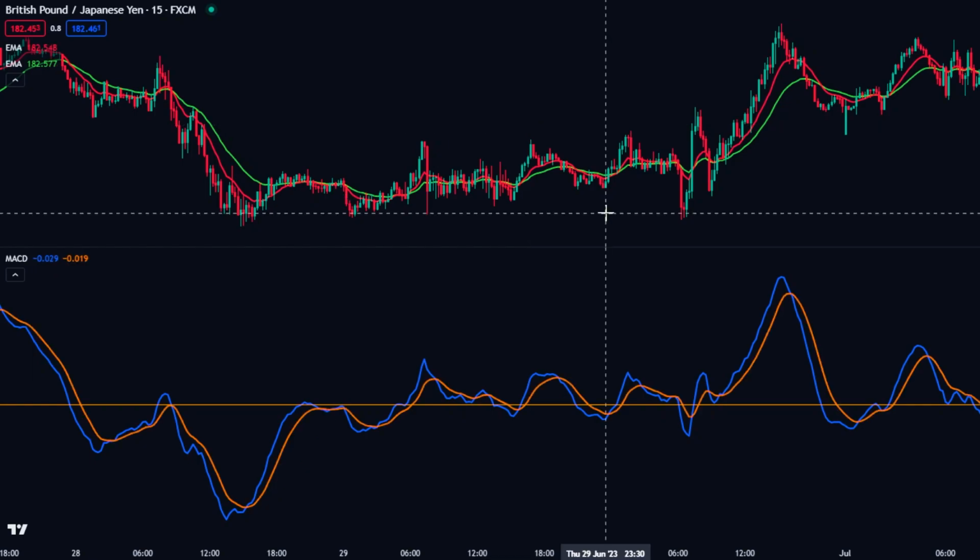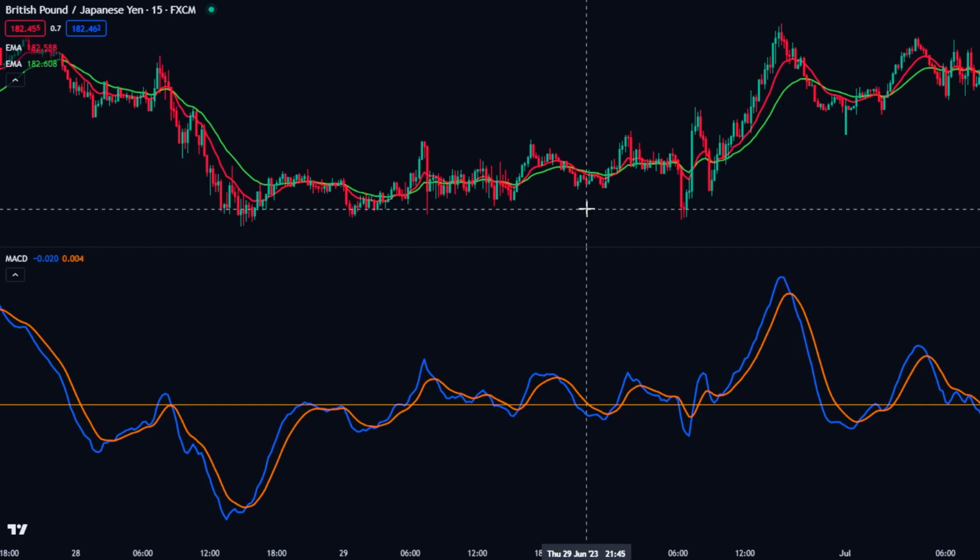Next, let's add the signal line, which is this orange line. The MACD signal line is the moving average of the MACD line itself. It is calculated by taking a shorter term moving average of the MACD line. The purpose of the MACD signal line is to generate trading signals.